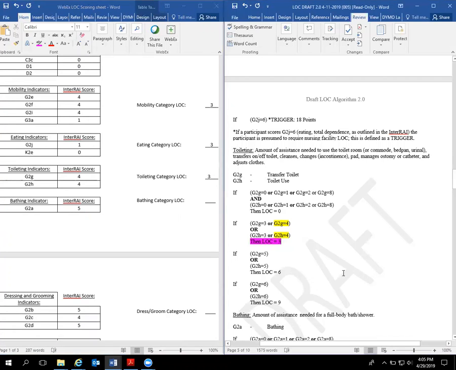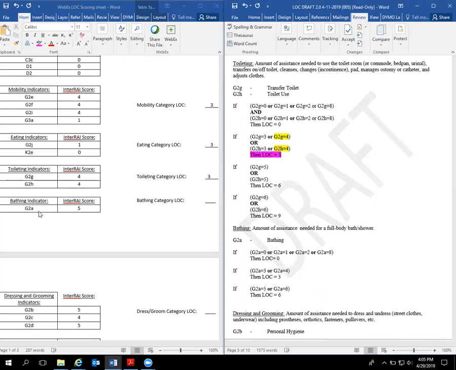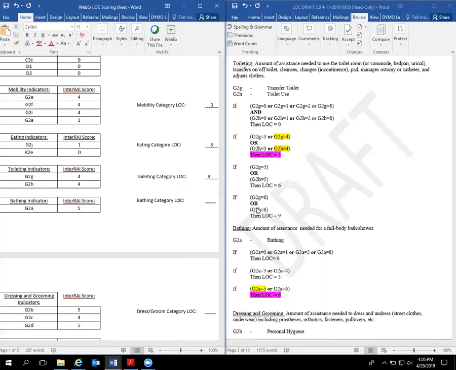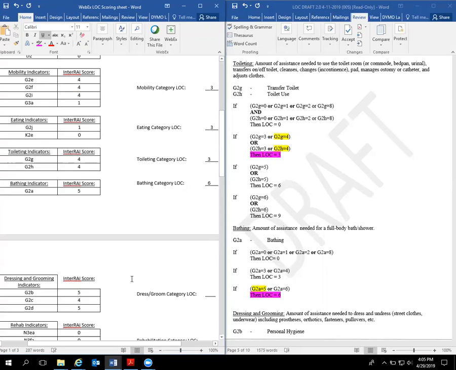Bathing only has one indicator. The categories with one indicator are very easy because whatever that indicator score is determines level of care. So G2A equals 5, so level of care equals 6. And you only have one indicator to consider here. So we will put a 6 here for the bathing category level of care.